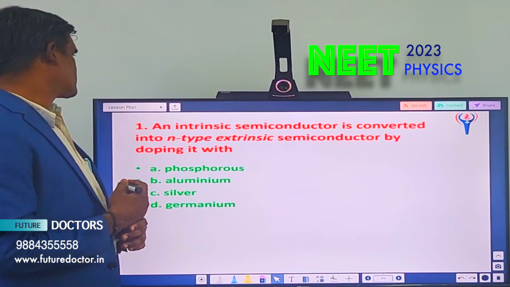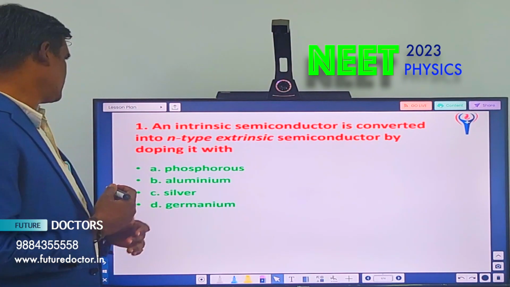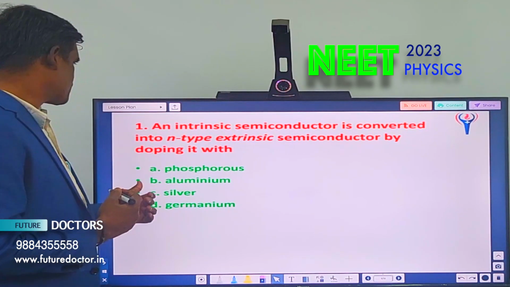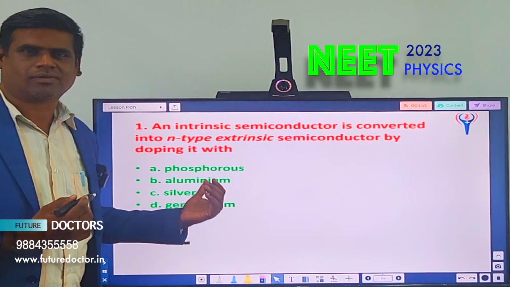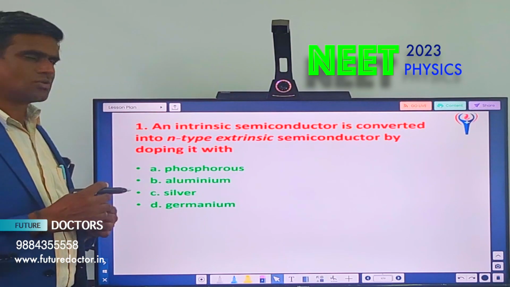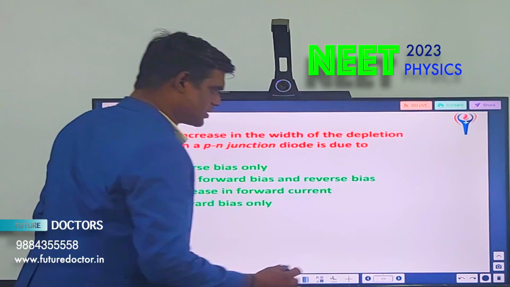An intrinsic semiconductor is converted into an N-type extrinsic semiconductor by doping it with dash. A, phosphorus. B, aluminum. C, silver. D, germanium. You should know what an extrinsic semiconductor is, what an N-type semiconductor is, and what dopant is added. By knowing this, you are able to solve this question. Let's move to question number 2.